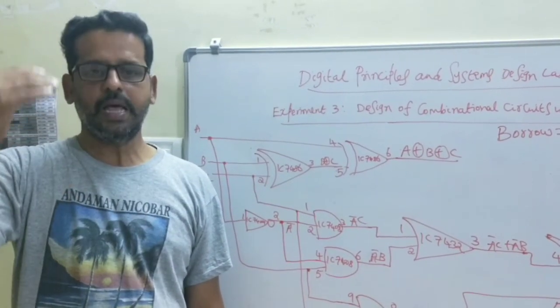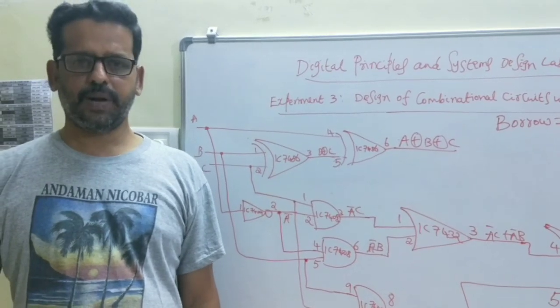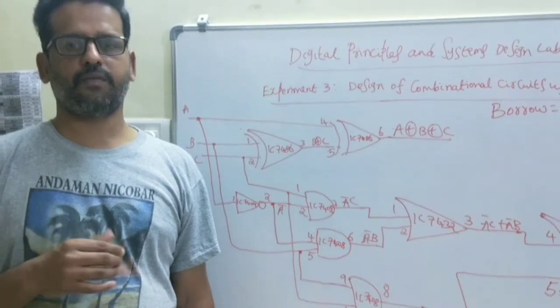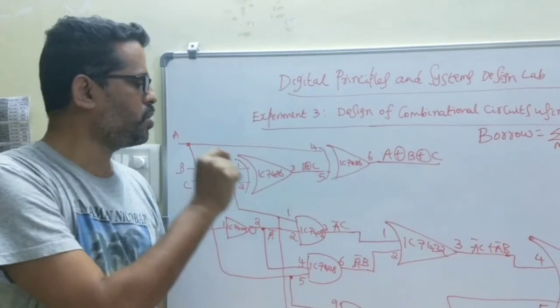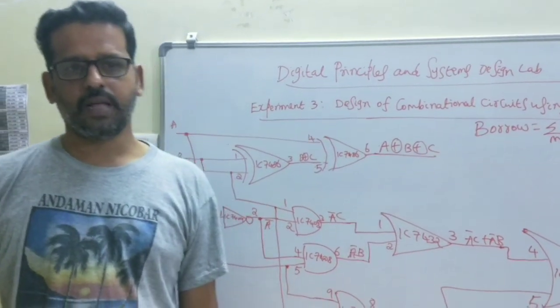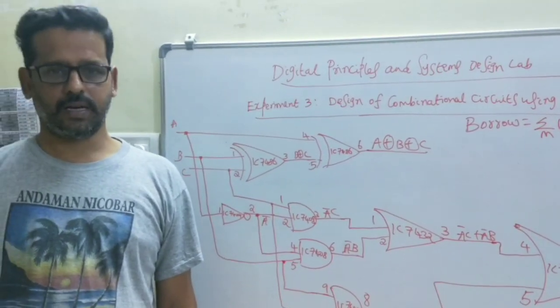This is the sequence: aim, apparatus required, procedure, pin diagram. If any, you have to draw the pin diagram, and then the logical diagram with the specific pin numbers of the respective ICs, and you have to mention the ICs in the logic circuit. Okay, then truth table, and then you need to end up with the result.